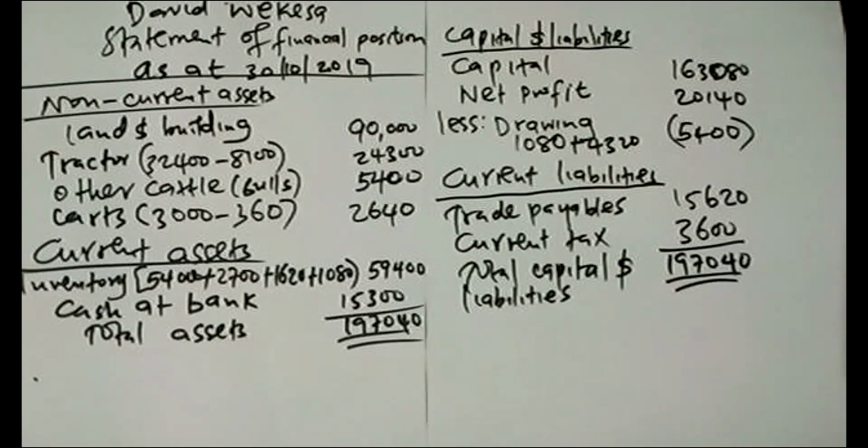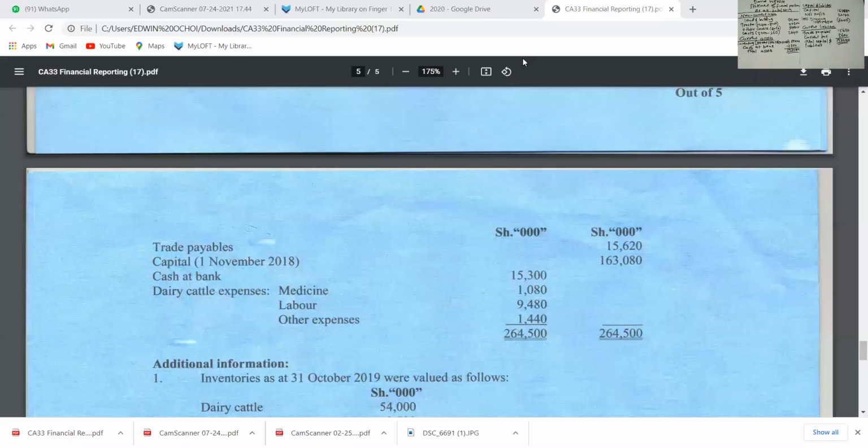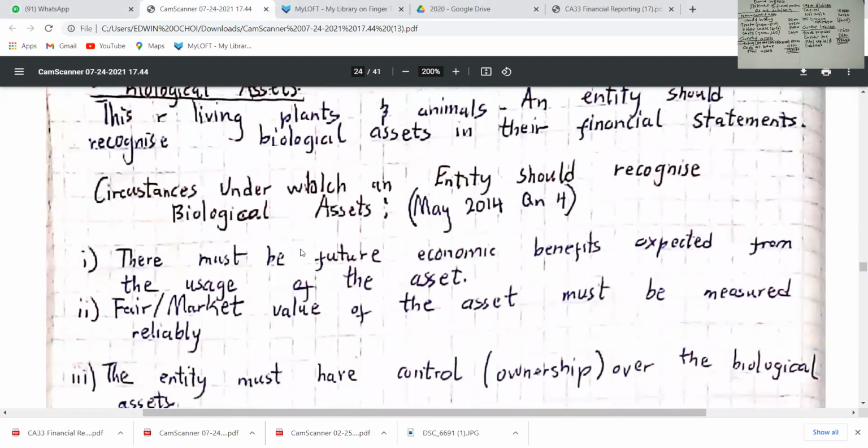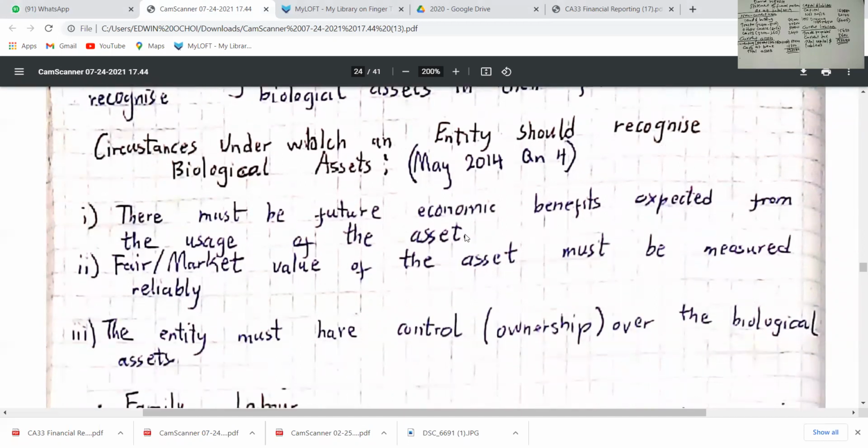So in your exam situation, you can be asked to do this. Other than this one, you can be asked about those terminologies. Like in May 2014, question 4, they asked you to talk about circumstances under which a biological asset can be recognized in the books. So if there is future economic benefit expected from the usage of such an asset, the fair value of the asset must be measured reliably, and there must be control by the entity over that biological asset.